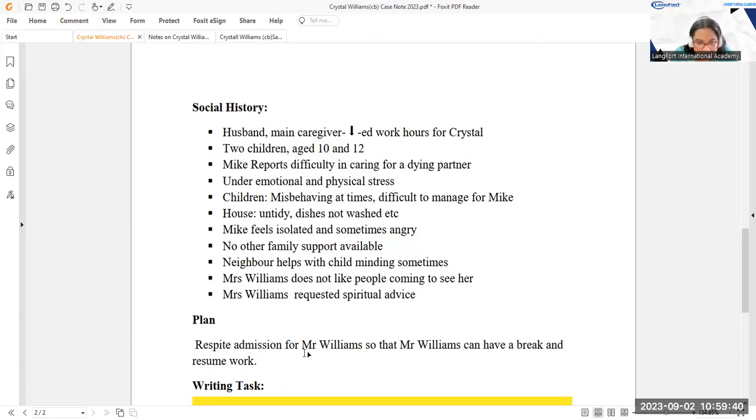So there is an error here. Let me correct that. Here it should be Mrs. Williams. Okay, I hope all of you have read the case note.